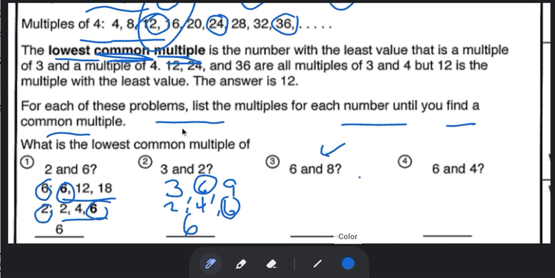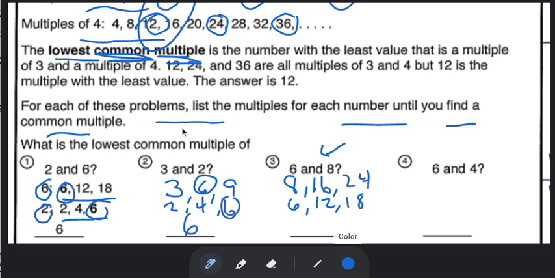So you should have done this. You should have written 8, 16. We can go down here and start listing the 6s. 6, 12. No, those aren't the same yet. 18. Oh, I passed up the 16. 8 and 16, 24.